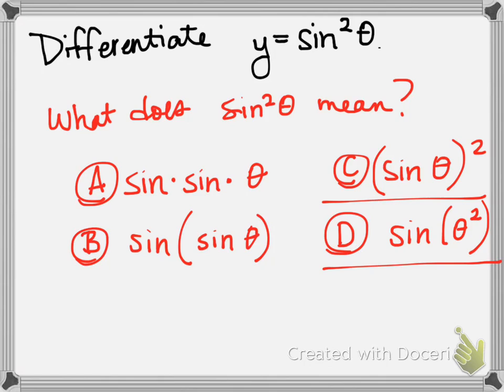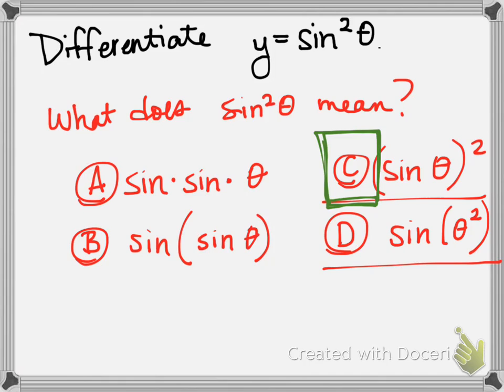Do I take sine of theta and then square it? Or do I square theta and then take sine of that answer? Okay, think about it for yourself. And sine squared theta actually means the latter answer: you compute sine of theta and square it. That's just notationally what it means. I don't have a good answer for why it's written that way, other than if you had to write sine of theta and then square it, it gets cumbersome with the parentheses there.